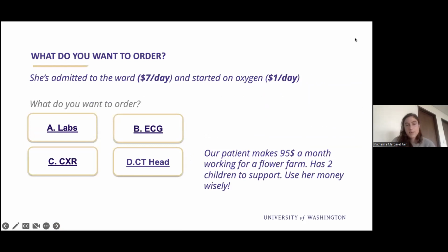So the patient has been admitted to the ward, which is about $7 a day, plus oxygen, which is about $1 a day, and she only makes about $90 a month. So keeping that in mind, which test do you want for this patient? And we can launch the poll. Great.